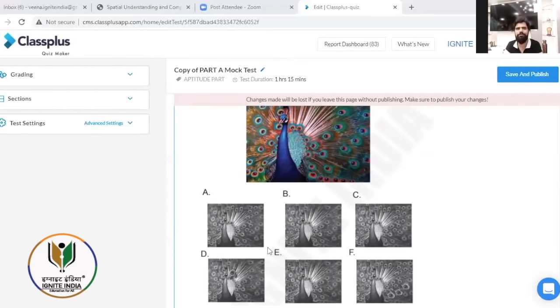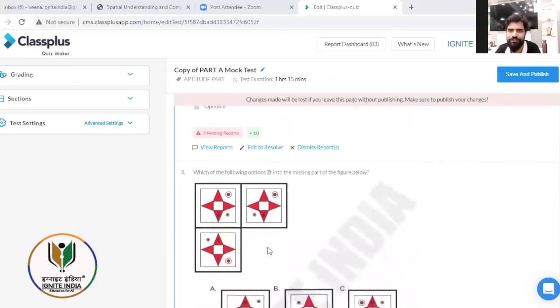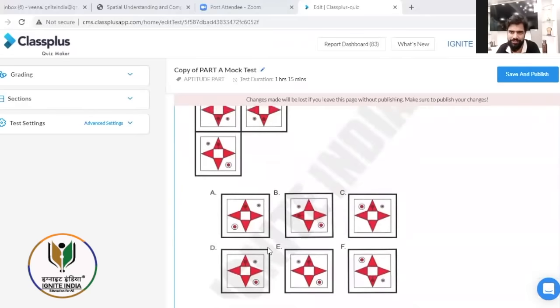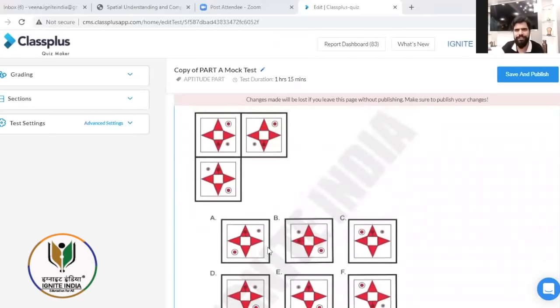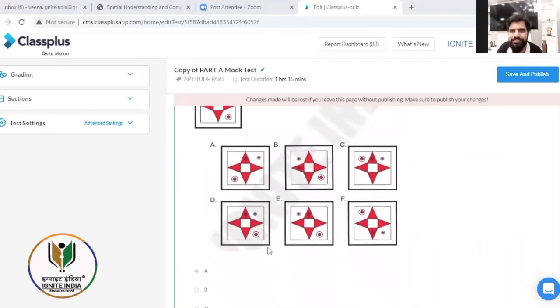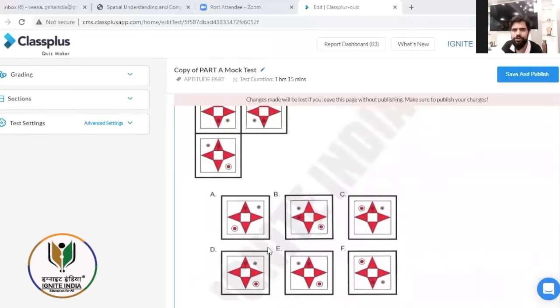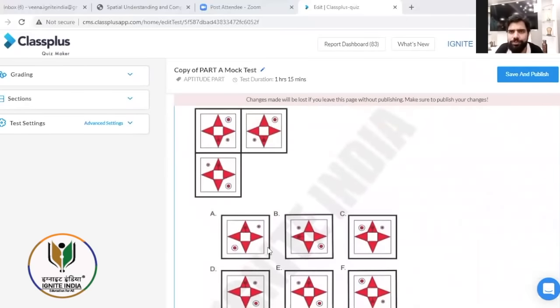Now quickly we have reached the next question in this paper, and that is question number 8. I have explained a similar question. Finding the answer is very easy here. Look at the method: pick any one element and see where it will be placed. So if you see the red dot circle which is separate, pick that one and try to find out where it will be placed. Out of that, you can easily find it.